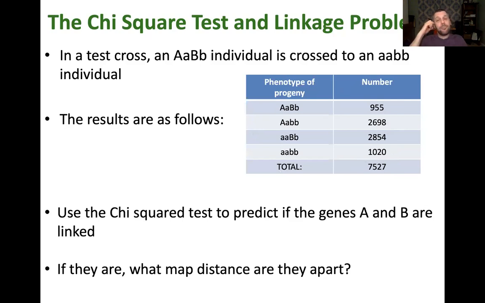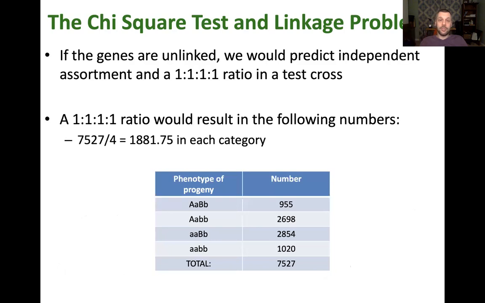So the results are as follows: 7,500 progeny. We're going to use the chi-squared test to figure out if these genes are linked or not. And if they are linked, we're going to calculate what map distance they are apart. Here's how you do it. If the genes are unlinked, so if they're working by Mendelian rules, we would expect a 1-to-1-to-1-to-1 ratio in the test cross.